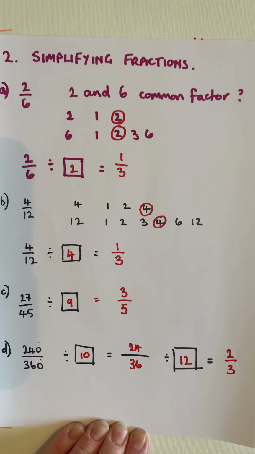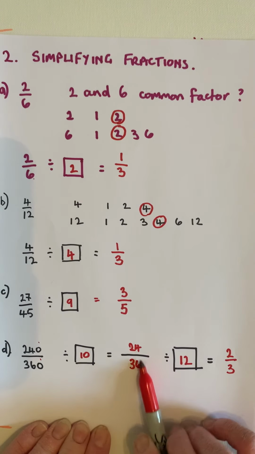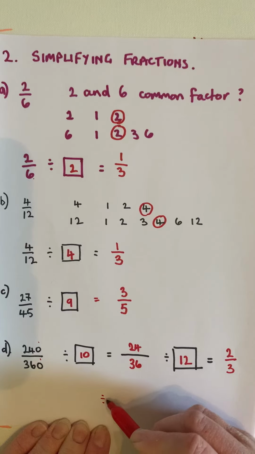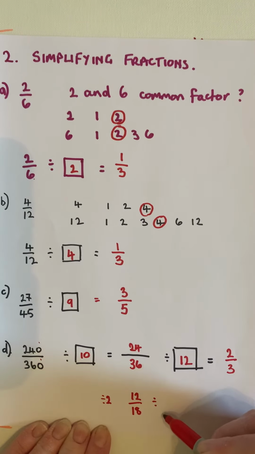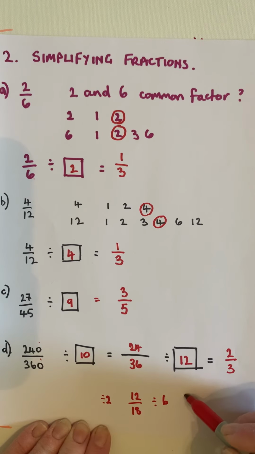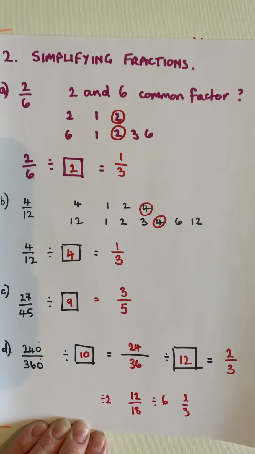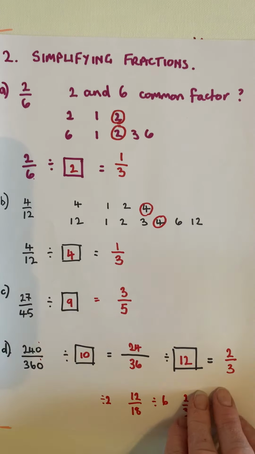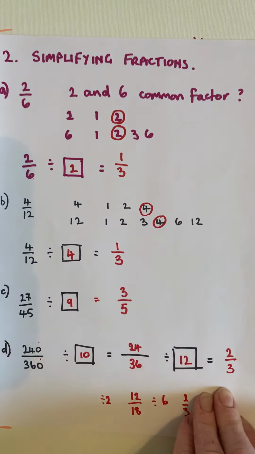Now if you didn't recognise them from the 12 times tables, you should notice that they're both even numbers. So I could have divided by 2, 12/18. Divided by 6, 2/3. So it's okay if you need to do it in 2 steps because you can't find the highest common factor. That's what you would do there. So now again, if you want, you can stop and do question 2, or you can keep going and do them at the end.